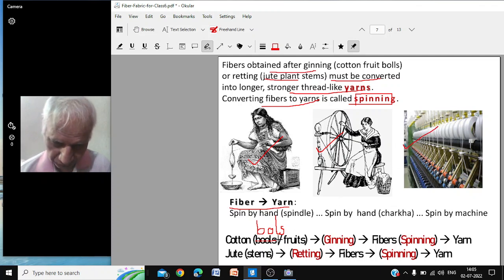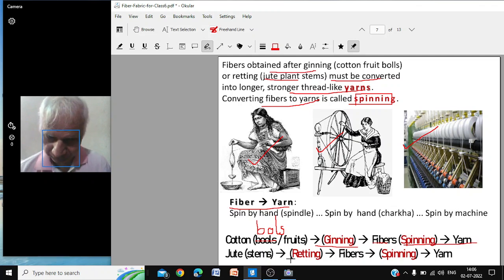So cotton balls, as I told you, can be spelled with single L or double L, but it must be B-O, not B-A. Cotton bolls are fruits, and after ginning, what is ginning? Removing the seeds. You get fibers. And when you twist the fibers by spinning, you get yarn.